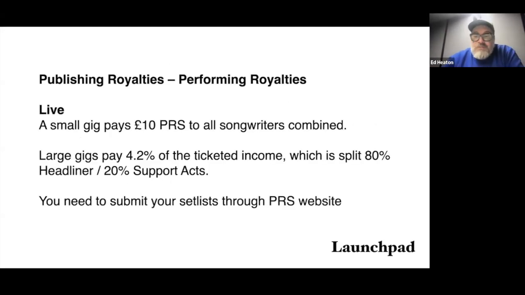So if your music is performed live by a band, for example, a small gig pays £10 from PRS to all songwriters combined. A large gig pays 4.2% of ticketed income, which is split 80% to the headliner and 20% to the support act. You need to submit your set list through websites. PRS have kind of capped venue size, so depending on the size of the venue, it depends on whether it's considered a large gig or a small gig. So it's worth mentioning that.